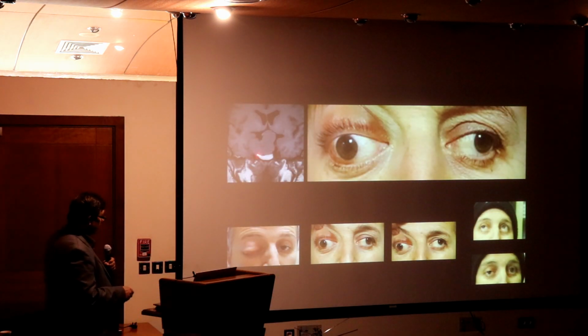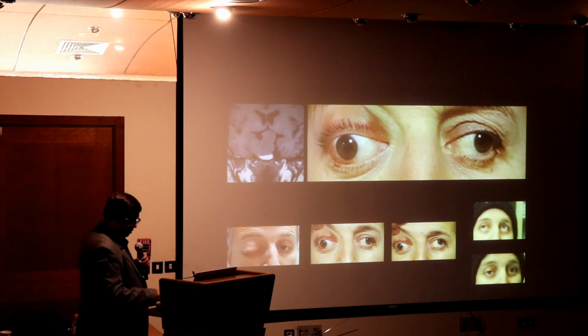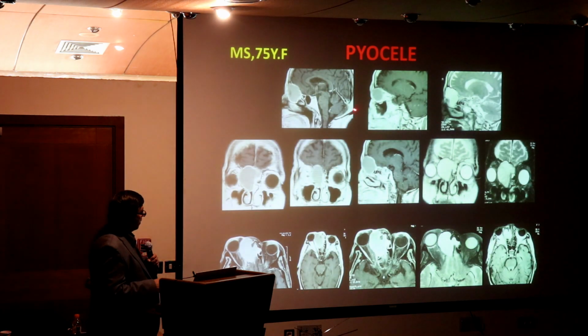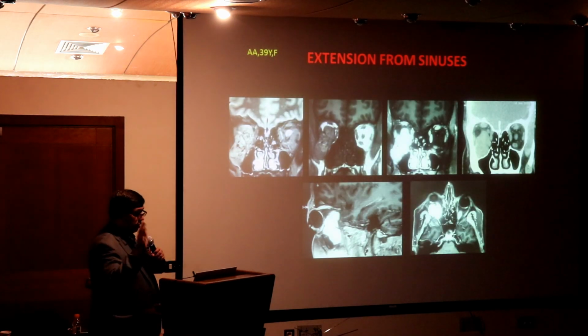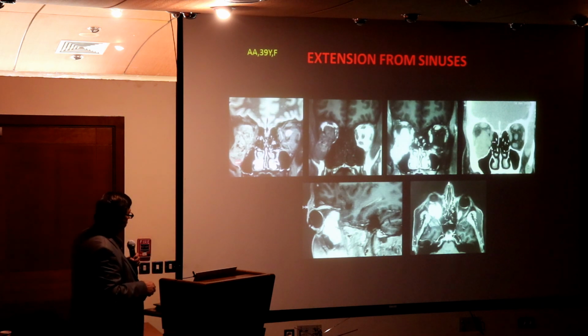So this is the patient that there is extension to the orbit, and you can see the presentation of third nerve palsy. Extension from a mucocele or pyocele for that matter. So it starts somewhere in the sinuses and goes into the orbit. Like this one, pyocele. So these are tumors or lesions from the surrounding structures. Extension from sinuses.